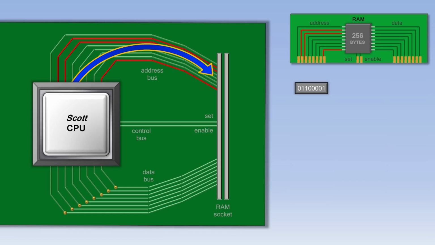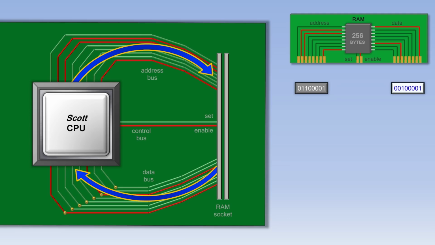When the computer first starts running a program, it sends an address to RAM to begin retrieving that program. The RAM address just consists of a series of ones and zeros representing on and off wires. RAM doesn't do anything with that address though until the CPU also turns on the set or the enable wire. If the enable wire is turned on, RAM automatically sends whatever piece of data is at that address back to the CPU. That data is then processed by the CPU accordingly.